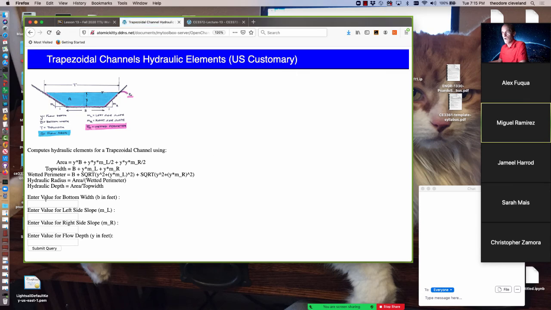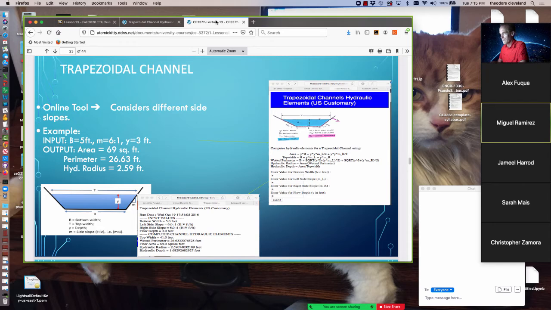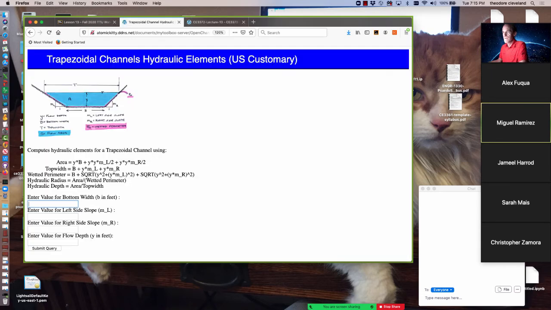And so if we were to enter a bottom width, I'll enter these numbers. I mean, I should get the same answers back. So if we enter a bottom width of 5 feet, the left side slope is 6 to 1. Right side slope is also 6 to 1. And let us suppose that the water's flowing 3 feet deep in the channel.